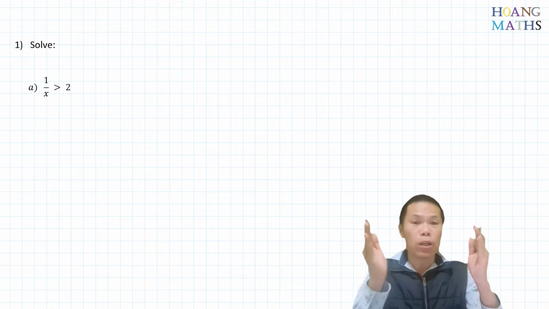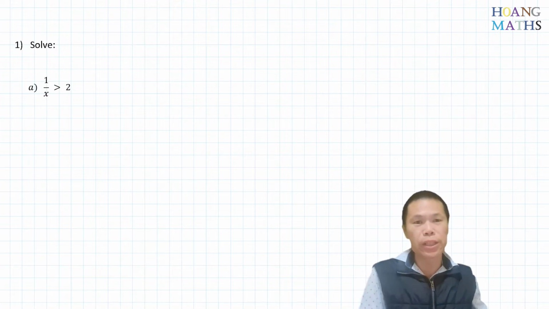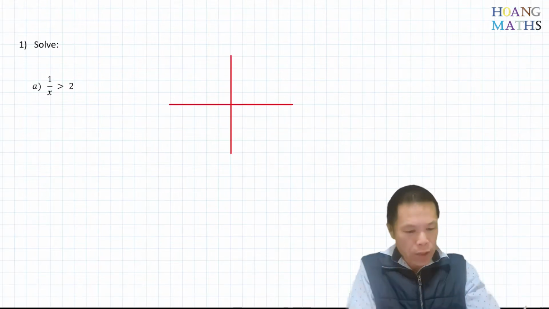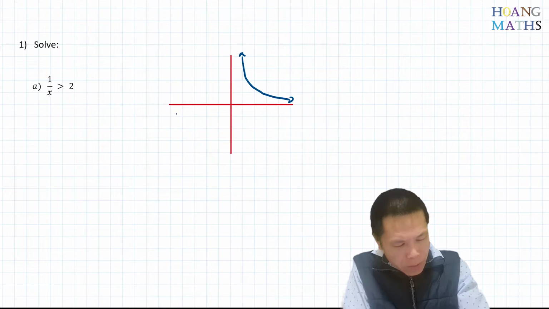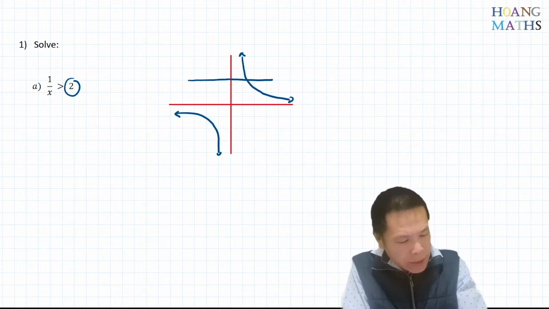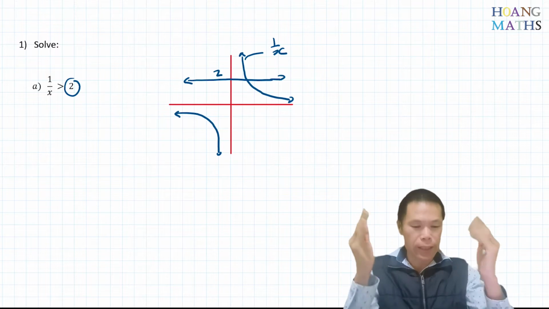So first one, we know that y equals 1 over x. Let me just do a quick sketch first. So y equals 1 over x is like this, right? This is y equals 1 over x. And then y equals 2 is a horizontal line. I just do a quick sketch, that's all. There you go. So this is 2 here. And this one here is 1 over x.